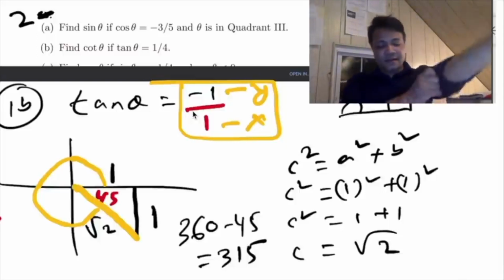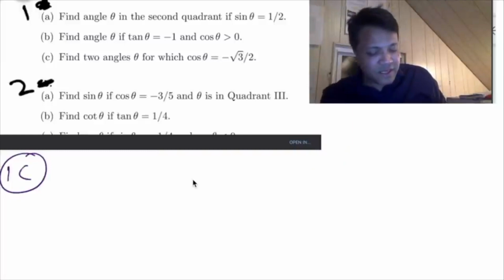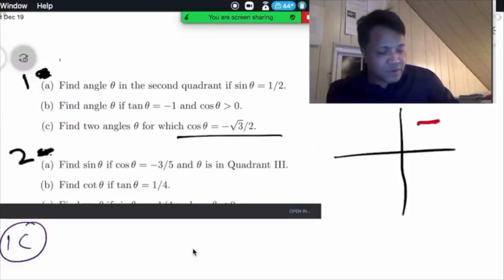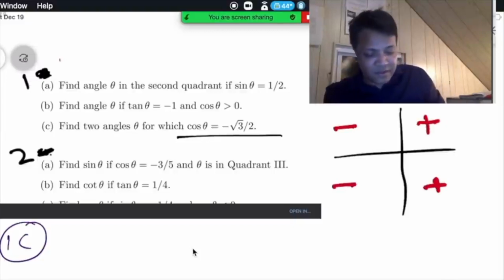Alright, good. Now we have to find two angles theta for which cosine is negative. This time cosine is negative. Remember where cosine is negative. So I'm going to write all cosine in red. So cosine, and cosine. This is sine.